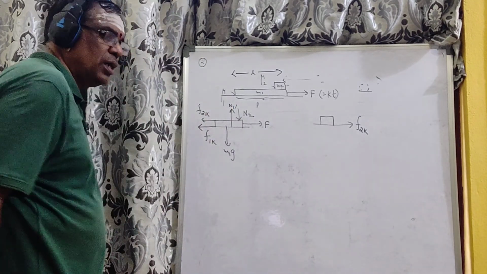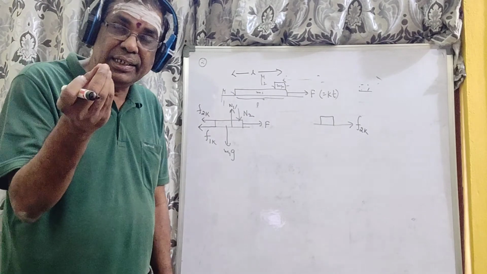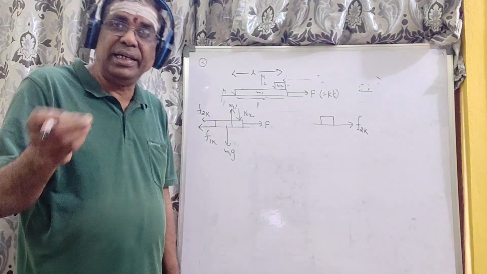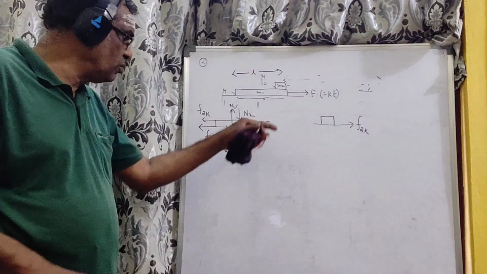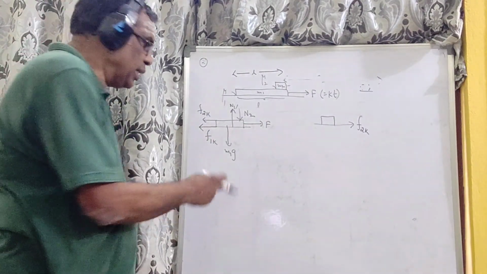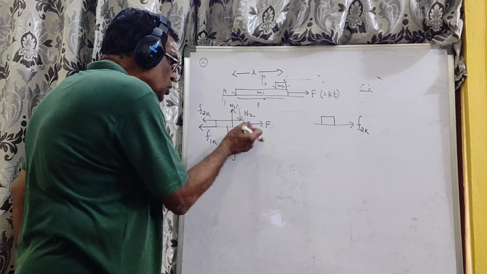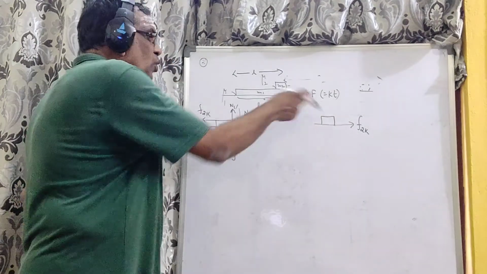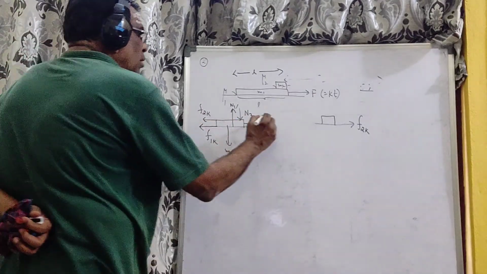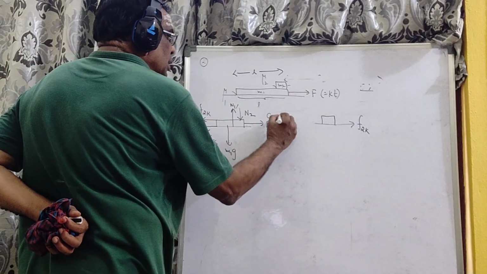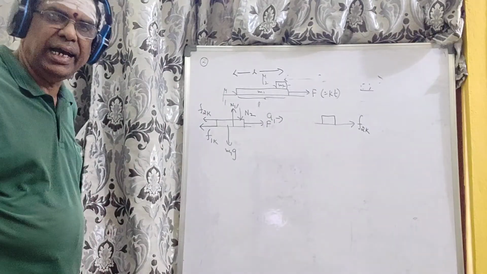Don't try to draw N2G there. That is force by gravity onto. I am not interested when I am drawing for 1. Force by gravity on 1, force by surface on 1, force by 2 on 1. I took all that. And I am presuming that it is going with the acceleration.